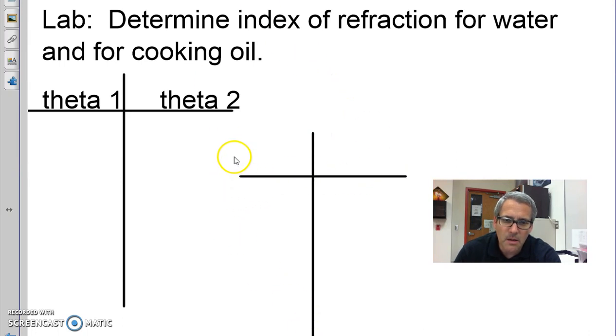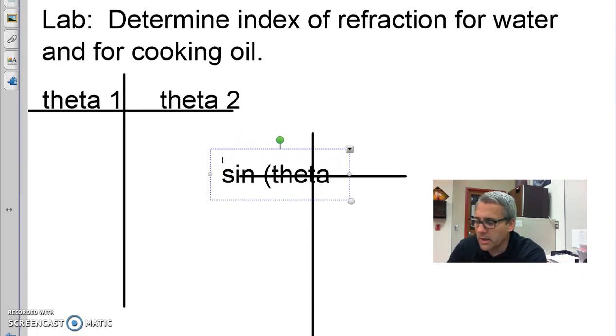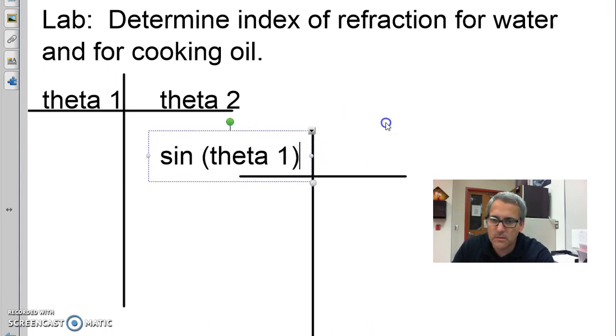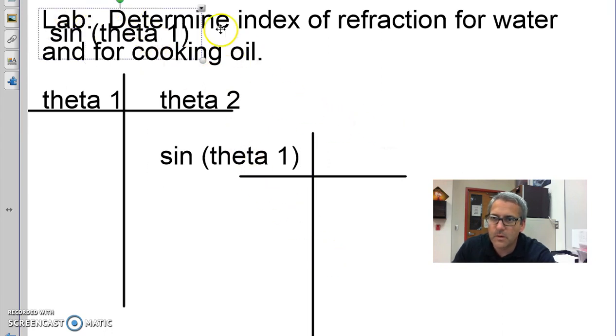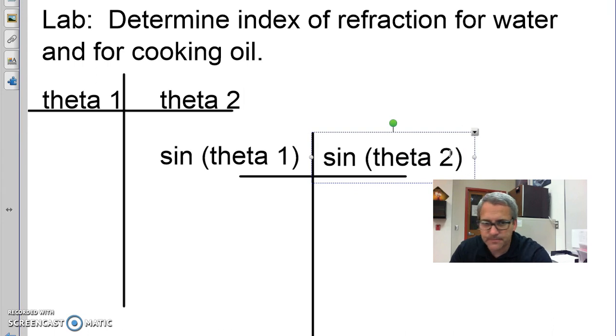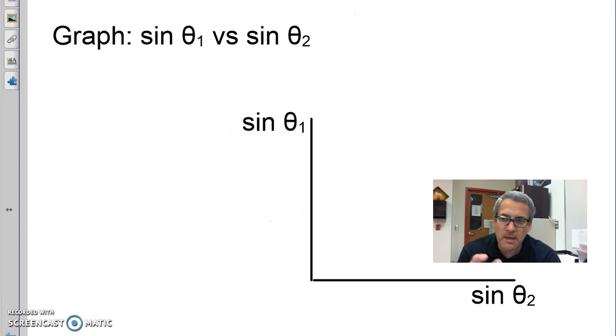And so this time, find the sine. And if you have a calculator, just use the sine right there. We'll say the sine of theta 1. Okay, put that right there. Sine of theta 1 on this side. And then over here, put the sine of theta 2. Okay, so for whatever you're doing, if you're doing water in the air or water in the cooking oil, make a table of the thetas, theta 1, theta 2. Then make another table of the sine of each one using your calculator, and then make a graph.